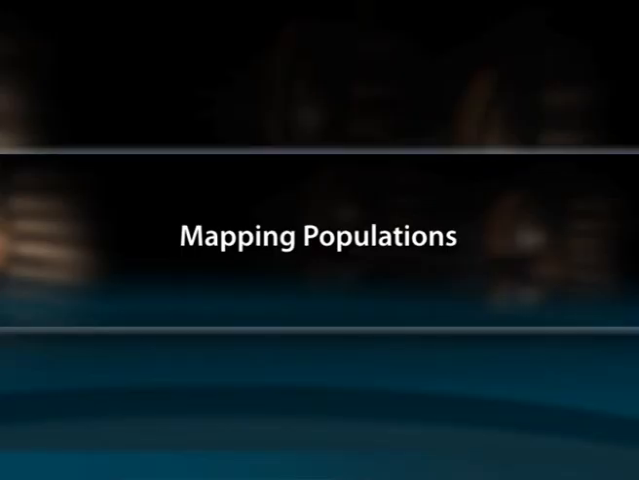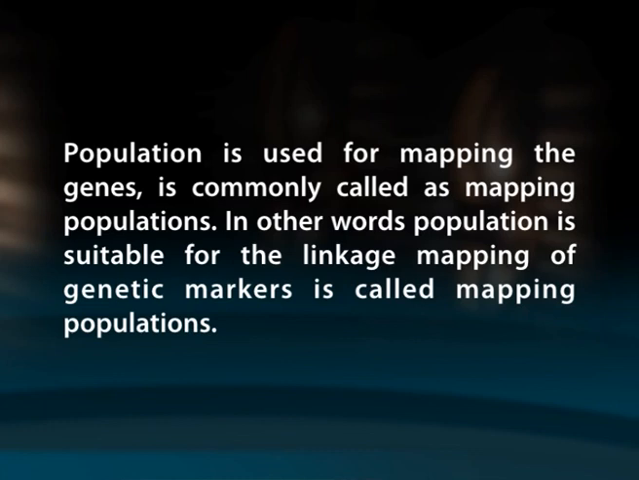Mapping populations. A population used for mapping genes is commonly called a mapping population. In other words, a population suitable for the linkage mapping of genetic markers is called a mapping population. A mapping population is usually obtained from a controlled cross, or crossing of two or more genetically diverse lines.